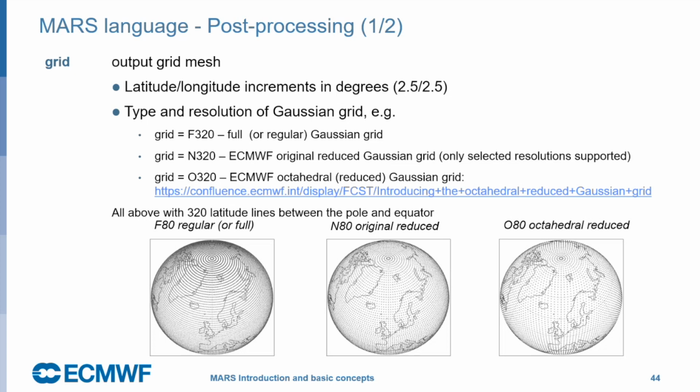And octahedral is very similar to reduced Gaussian grid. It's just a small difference in formula, how you calculate the number of longitudinal points. So yeah, it's a very small difference. And octahedral grid is now used in the operational IFS.